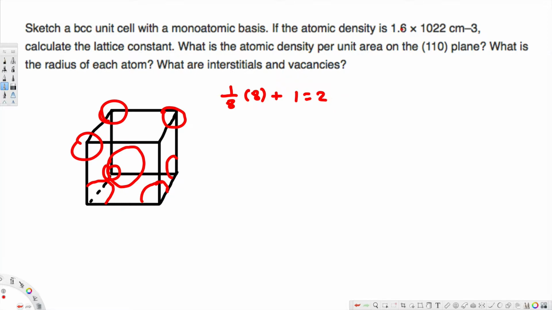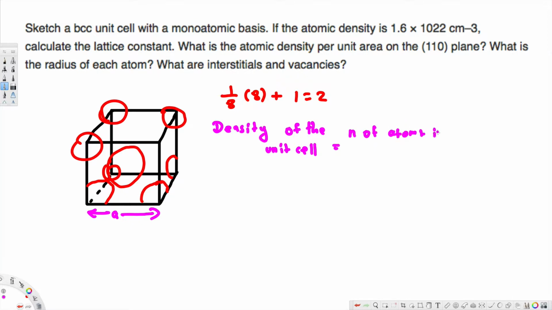If the atomic density is 1.6 times 10 to the power of 22 centimeter minus 3, calculate the lattice constant. So when they ask for the lattice constant, they are asking for this edge length. Okay, now let's see how we can calculate it. There's an equation we can use for this. This equation says the density of the unit cell is equivalent to the number of atoms in the unit cell divided by the volume of the unit cell.